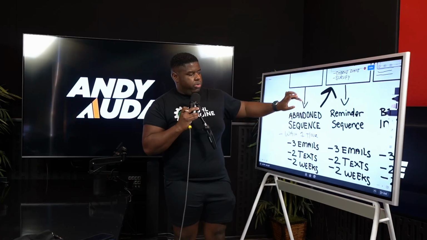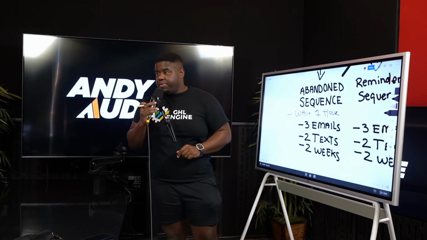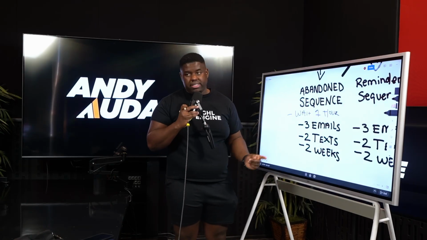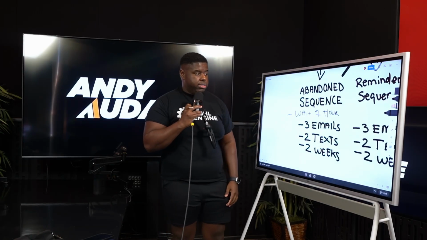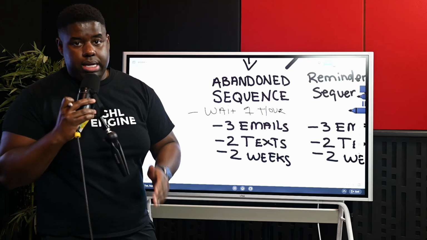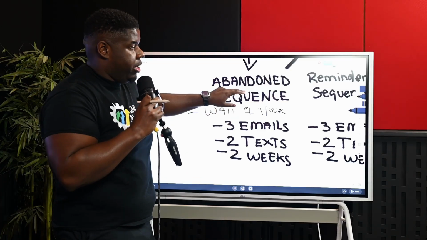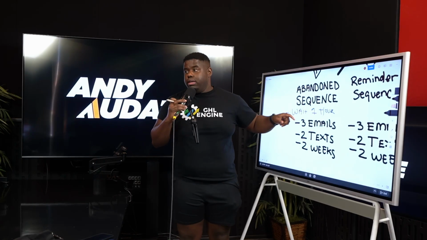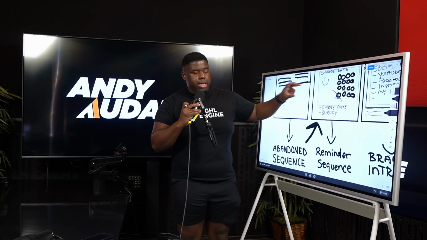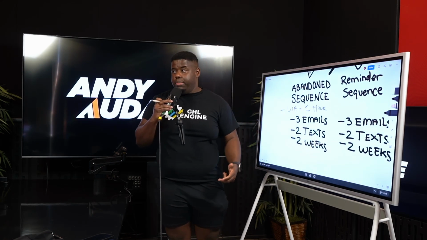So we take responsibility by building an abandoned sequence. This abandoned sequence waits 1 hour and we send 3 emails and 2 text messages over the course of 2 weeks. So for example, an hour from now, they'll get an email and a text message that says, hey, I noticed that you were about to book an appointment, but you didn't. Click here to go back to the page and book an appointment, and then we'll take them back to this webpage. Then we'll wait 4 or 5 days, and then we'll send another text message and another email.